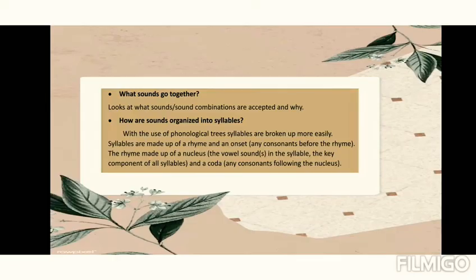What sounds go together? Phonology looks at what sound combinations are accepted and why. How are sounds organized into syllables? With the use of phonological trees, syllables are broken up more easily. Syllables are made up of a rhyme and an onset, any consonants before the rhyme. The rhyme is made up of a nucleus, the vowel sounds in the syllable, the key component of all syllables, and a coda, any consonants following the nucleus.